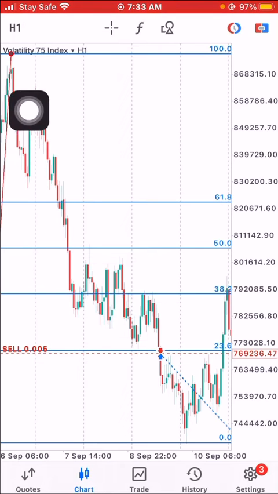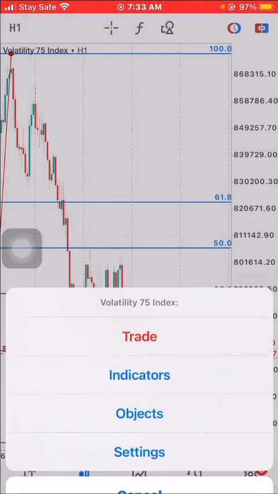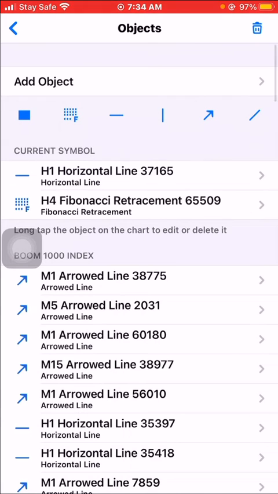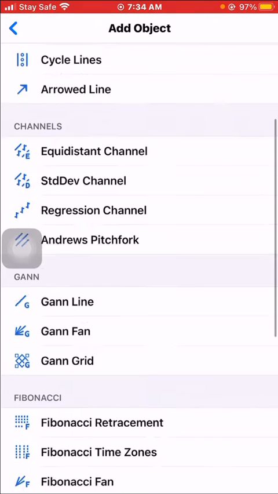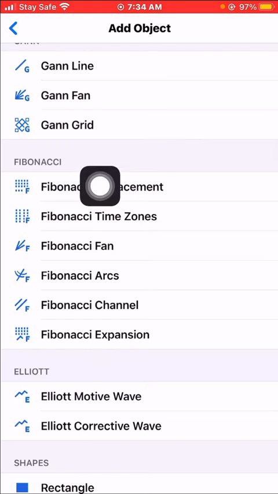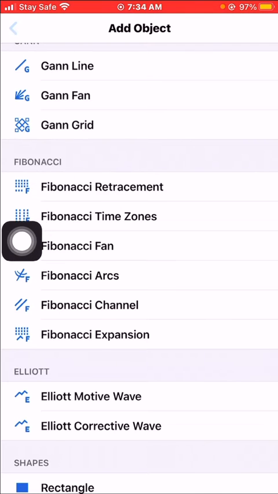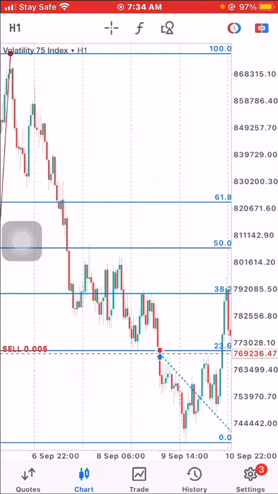You can see, for those that are using a mobile phone, either iPhone or any other phone, just click here, go to object, and you see Fibonacci retracement here. If it's not here, click add object, then you come down, you'll see Fibonacci retracement. Look at it. That's how you can add the Fibonacci retracement on your chart.